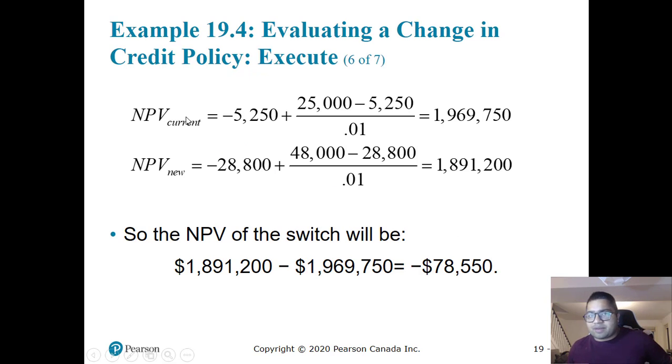So you can compute NPV. You're spending $5,250 right now, and you're going to get 25 grand minus $5,250, and your required rate of return is 1%. So you get a net present value of $1.9 million. NPV in the second case is $28,800 you're spending right now, plus $48,000 you get from consumers, and $28,800 you spend to produce it. That gives $1.89 million. So by switching, you will be losing $78,000. So it is not ideal to switch.